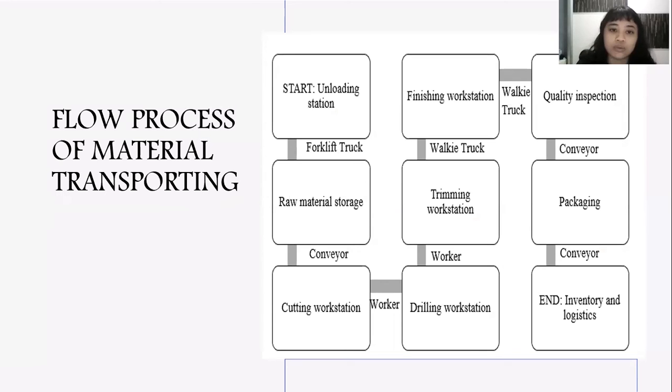Here is the flow process of material transporting. Firstly, we start by unloading the raw material from the truck using the forklift truck. Then from the raw material storage, we'll use a conveyor to move the raw material to the cutting workstation. From the cutting workstation to the drilling, and then from drilling to the trimming workstation, we'll be using manual workers, which means direct labor. Then from the trimming workstation, we'll transport material in batches to the finishing workstation using the walkie truck. And from the quality inspection until the end, we'll be using the conveyor.